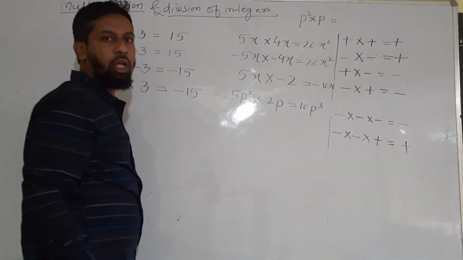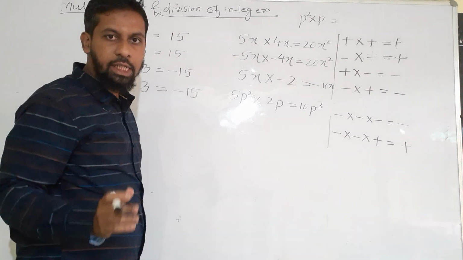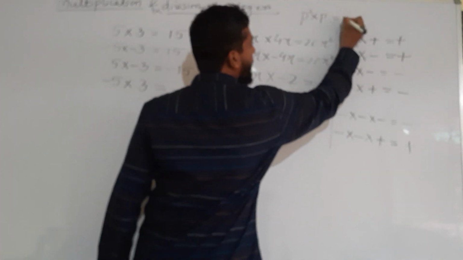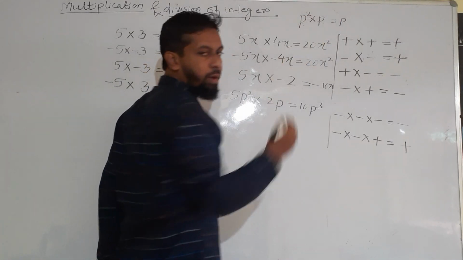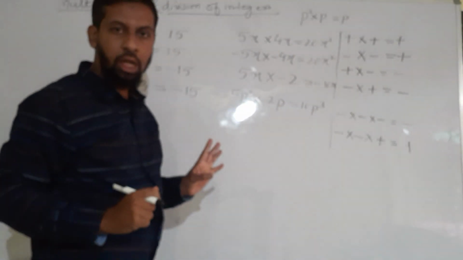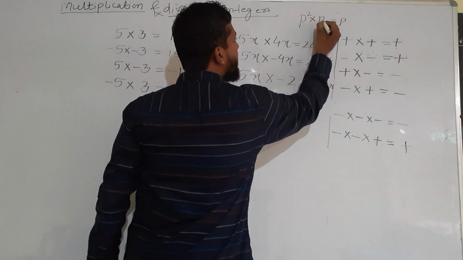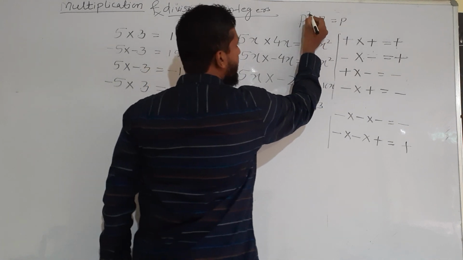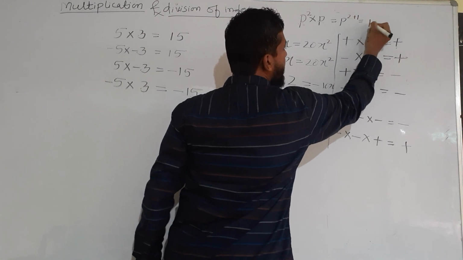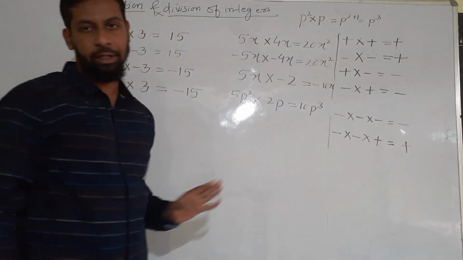We know if bases are the same, powers can be added. Here the bases are the same. Here the power is 2. If the power is not mentioned, then the power will be 1. Keep in mind, if the power is not mentioned for the variable, the power will be 1. So here, if bases are the same, powers can be added. This power is 2 and this power is 1. 2 plus 1 is equal to 3, so p cube. Like this we will get it.